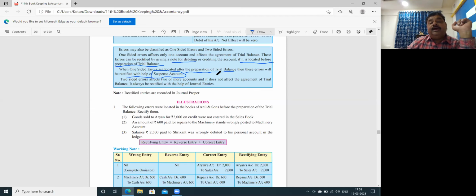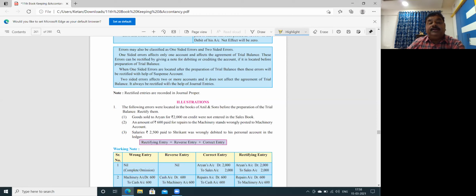But if you are finding out the errors after the preparation of trial balance, then you need to rectify with the help of suspense account. Now what to do? Salary was not debited, so give it a debit. But who should be credited? Cash has already received its credit. It should be credited to suspense account. So it is given to you like this. Actually this is the theory part. Whenever we go through the problem solutions, you will get more explanation.